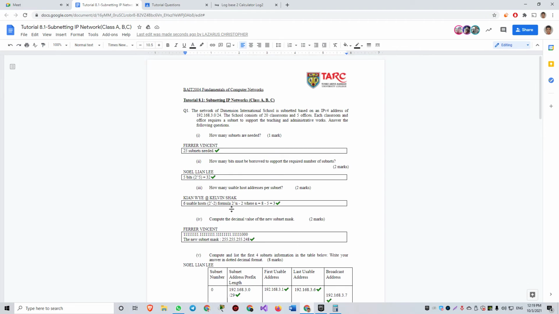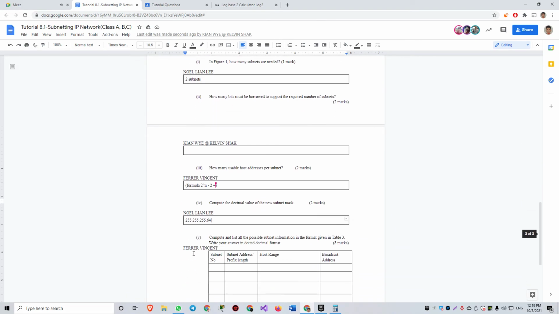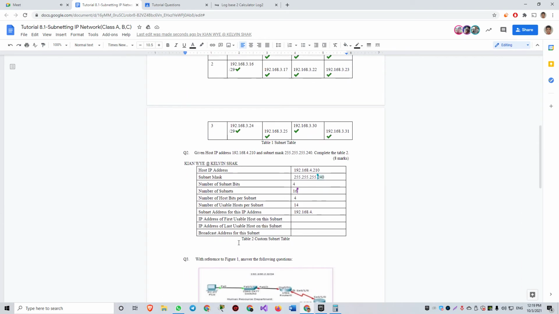All right, so for question 2, Kelvin needed to find out the binary part of the 240. It's already given, right? So in order to know how many bits he borrowed, Kelvin converted the 240 to binary. So let's do that. If I got 240, how many bits? You can see 4 ones and 4 zeros.